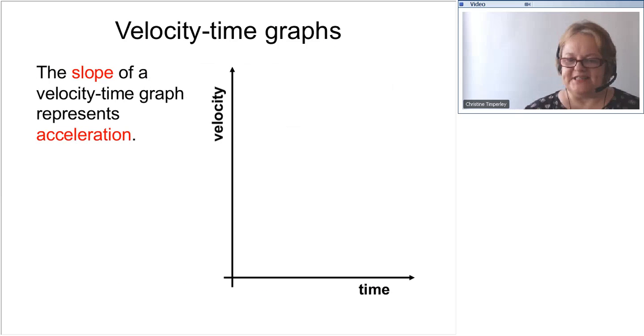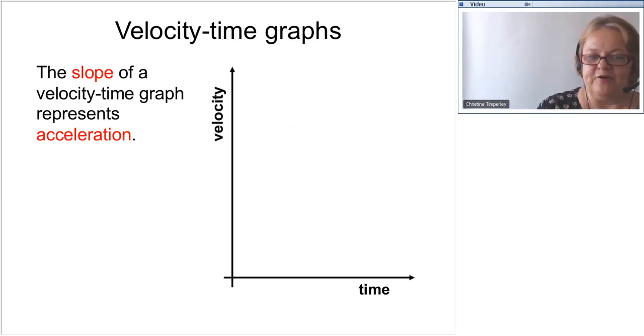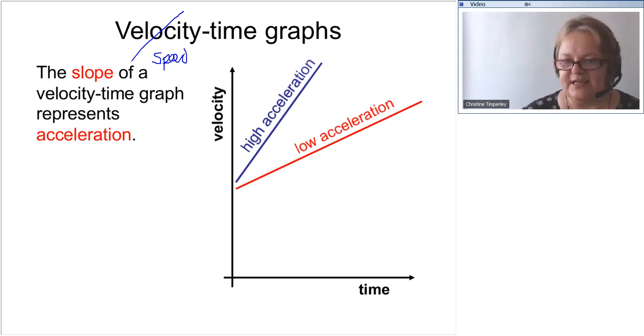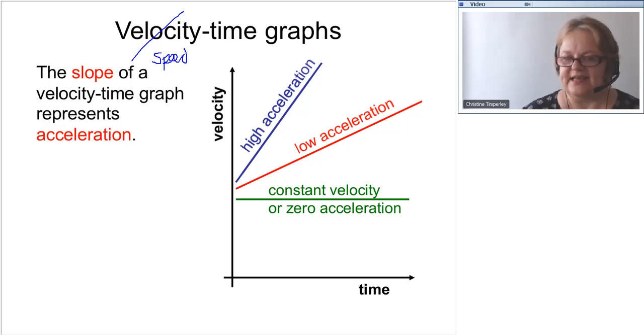What I wanted to do was very quickly introduce velocity time graphs, sometimes called speed time graphs. We don't usually make such a big distinction at GCSE level. At A level we do, and so we can talk about them interchangeably as speed time graphs. And this time we wanted to figure out why the gradient or the slope represents the acceleration. If you think about it, you've got a high acceleration, a low acceleration, and a 0 acceleration.